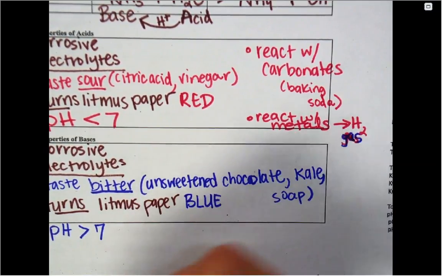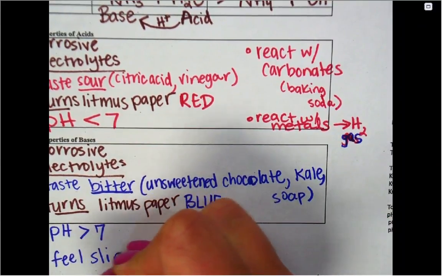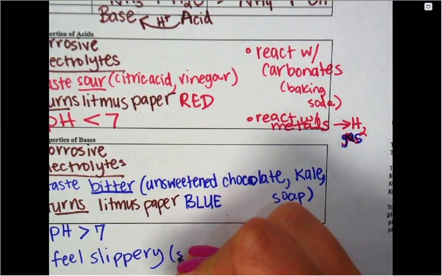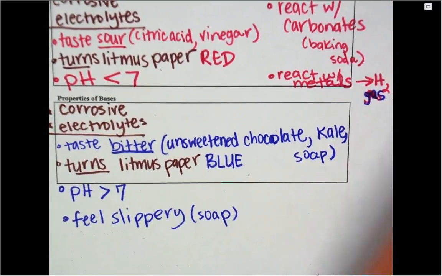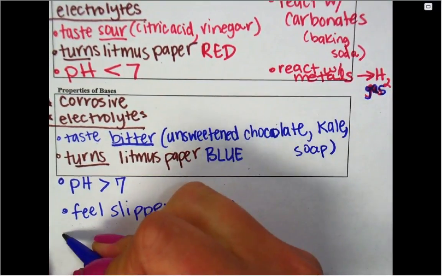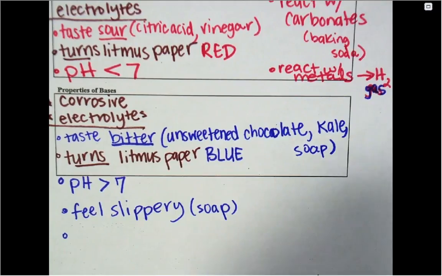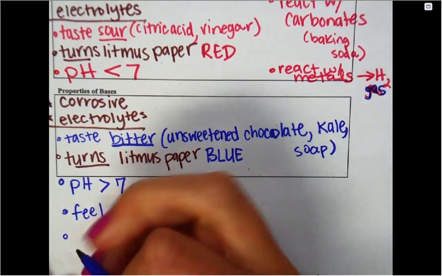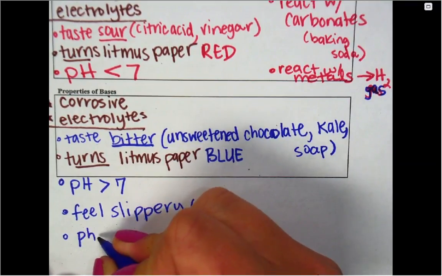Bases, on the other hand, this is their big difference, they feel slippery. The best example of that is soap. So bases will feel slippery. And there's a special indicator that we always use for trying to figure out if something is a base, and it's called phenolphthalein. So, are you ready to spell it? It's a long word, so just take your time. Make sure you write it down. This is the only place I'm going to make you actually write the whole word.